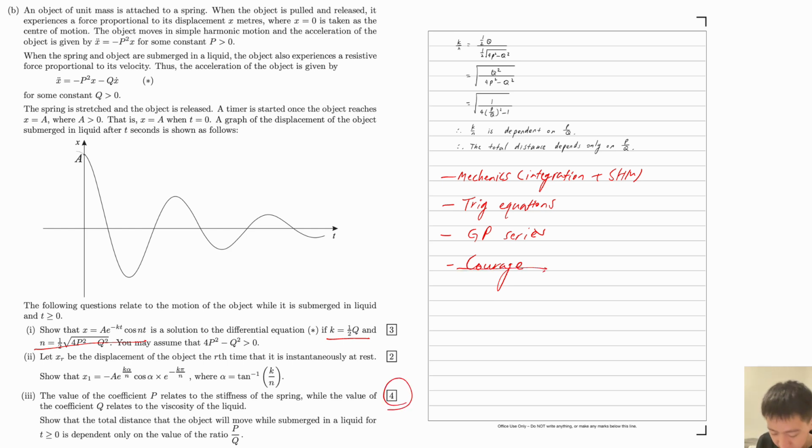Although the last question is a 4 marker and it seems to have a weird, complicated expression, you must trust your logic, that you can actually do it. So no need to worry.